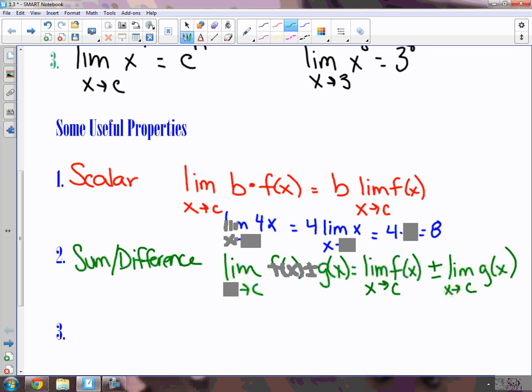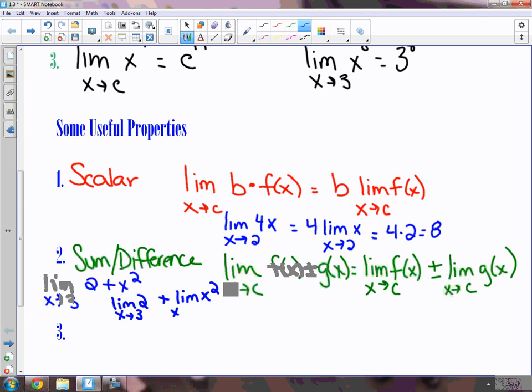Okay, let me give you an example. Let's do the limit of 2 plus x squared as x approaches 3. What I can do is split that, because they're being added, into the limit of 2 plus the limit of x squared. And those are both as x approaches 3.